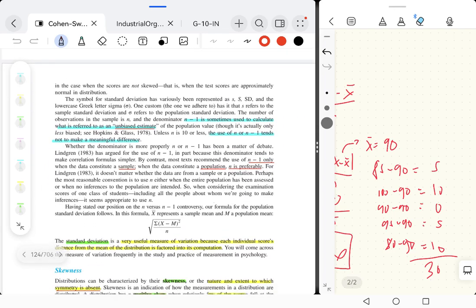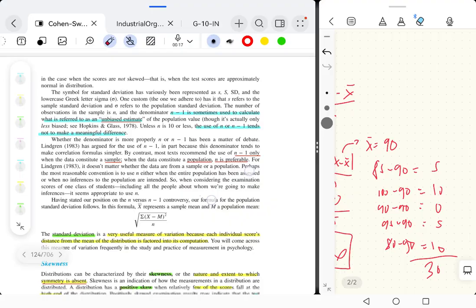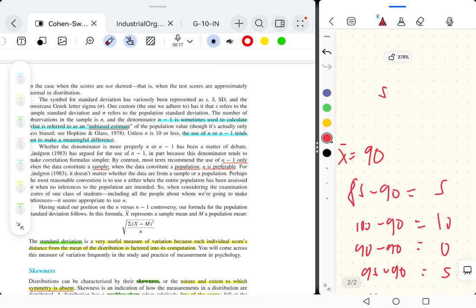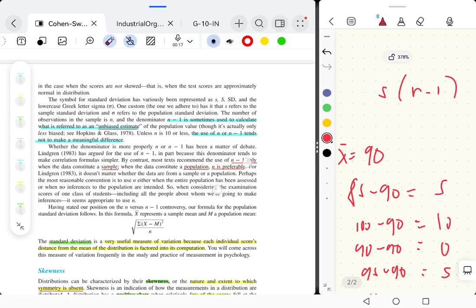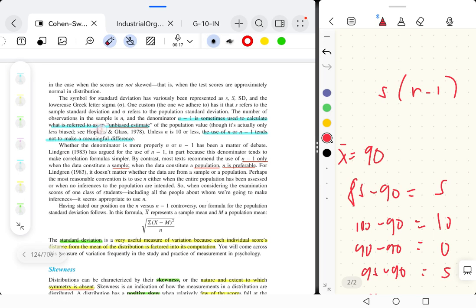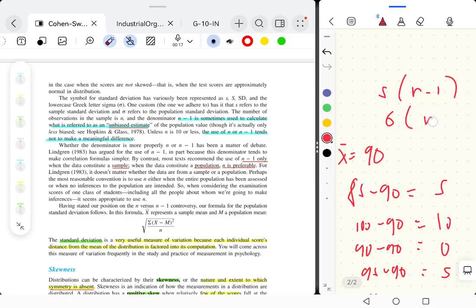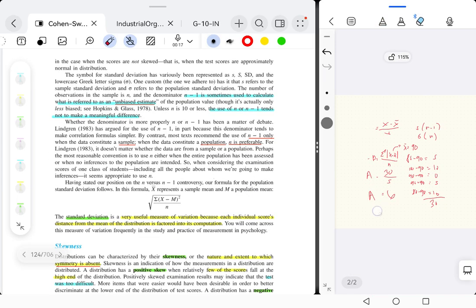Actually, guys, for a sample, I don't know if you will be asked this, but just in case, you use n minus 1 if we're using a sample, but we use n if we're talking about population size. If it's a sample, it's denoted by s, and we use n minus 1. You know why? Because it serves as an unbiased estimate of the population value. But if it's a population, then we use n only. Got it? Alright. Now let me just erase all this.